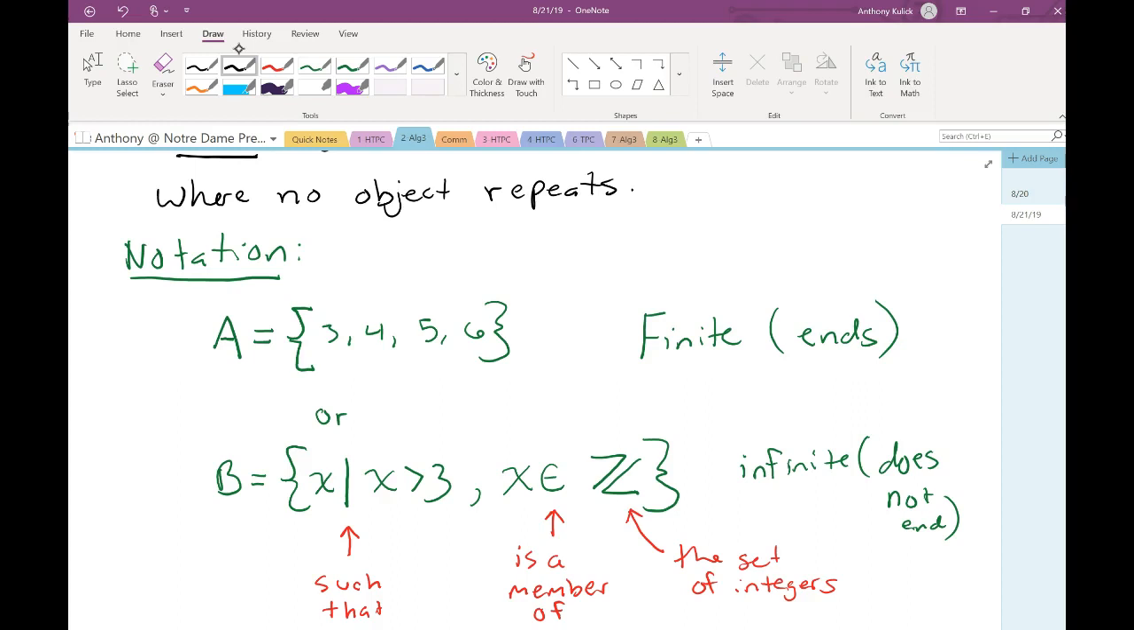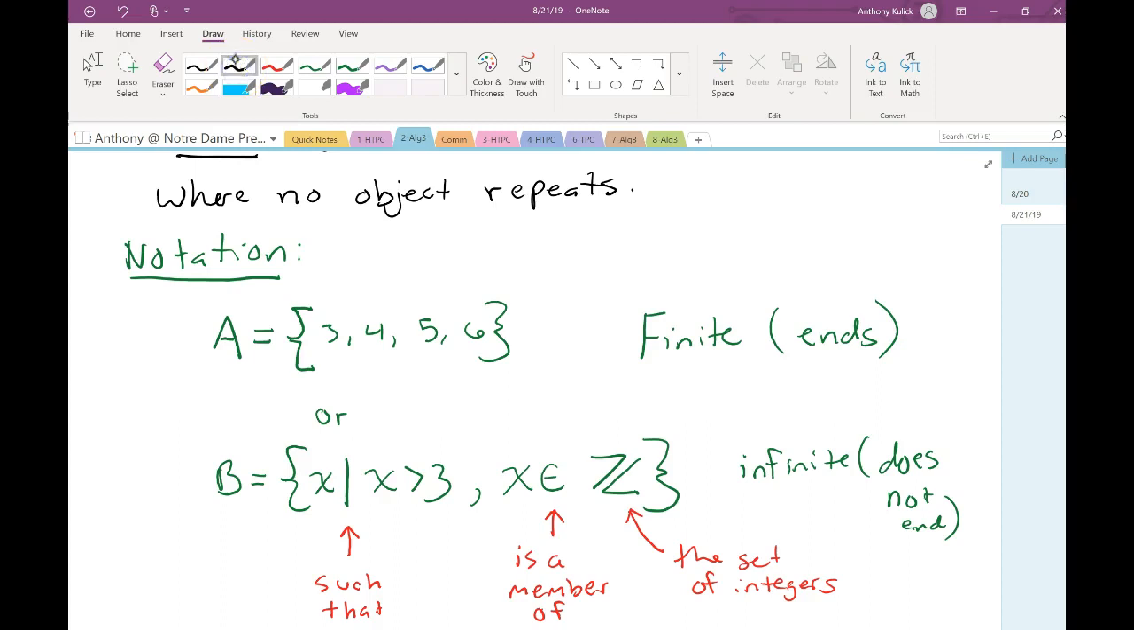As opposed to the number of leaves on that tree. That's finite. You could count up all the leaves on that tree. There's going to be a lot of them. It's going to take a long time. But it is finite. You guys see the difference? Okay.